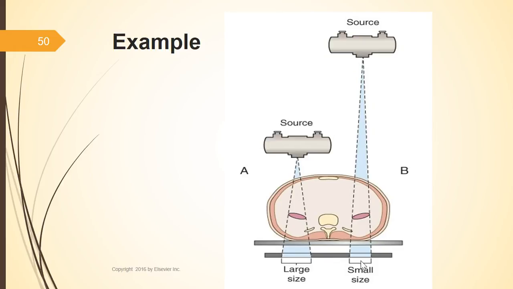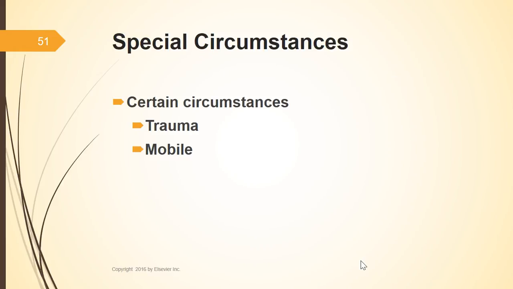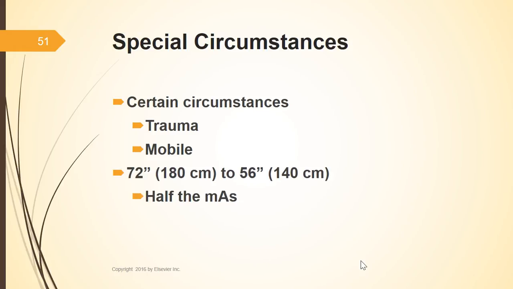Now, this was all about talking about the standard distances, but you need to understand there are certain circumstances, such as trauma or mobile radiography, that do not allow for standard distances to be used. In these circumstances, you need to be able to determine the change needed in mAs to obtain a quality radiograph. And that's what this is all about. So the 72 inches is your norm for a chest x-ray, and so if you adjust the SID to 56 inches, then you use approximately half the mAs.